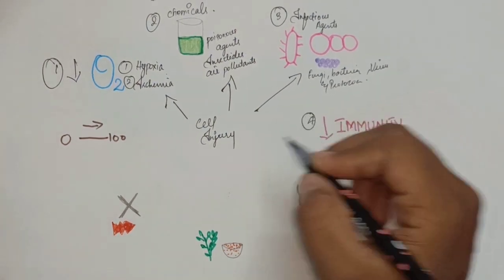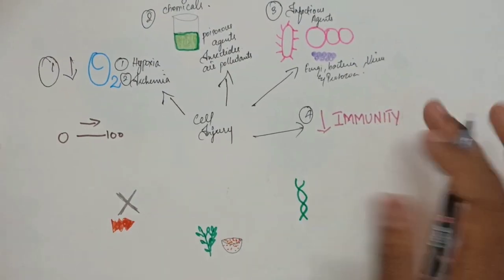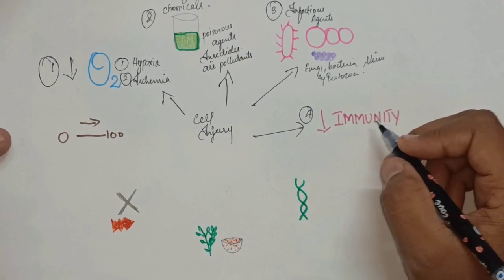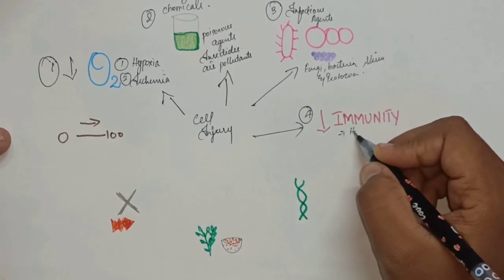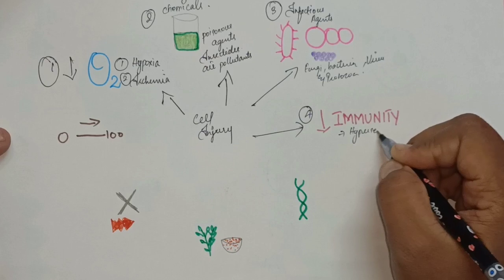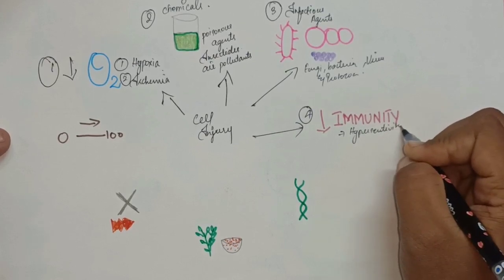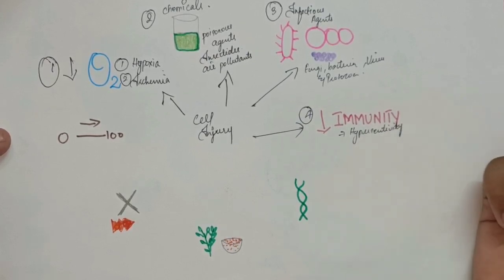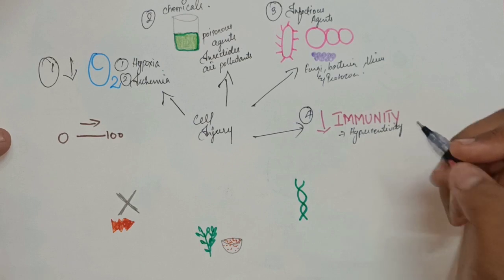The fourth cause of cell injury is your immunological reaction, that is hypersensitivity reaction and autoimmune reaction. In hypersensitivity reaction you will be having allergic conditions, right? In such cases also the sudden hypersensitivity reactions will cause damage to the cell.